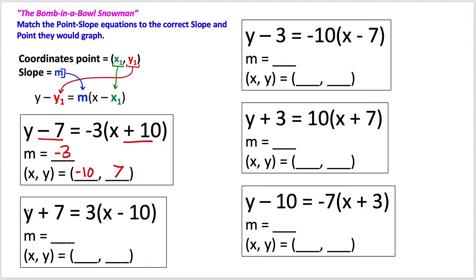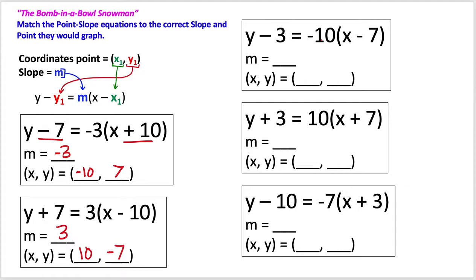Next one. We have y plus 7 equals 3 times x minus 10. Slope is always in the middle, so the slope's going to be 3. If it's plus 7 for the y, it's going to be a negative 7 as a coordinate point, and if it's minus 10 in the equation, it's going to be positive 10 as a coordinate point. There we go. It's the same pattern over and over.